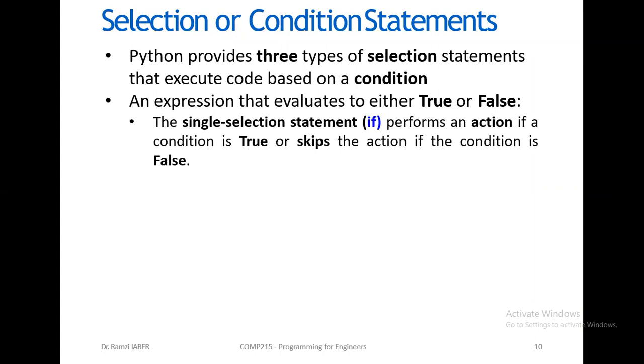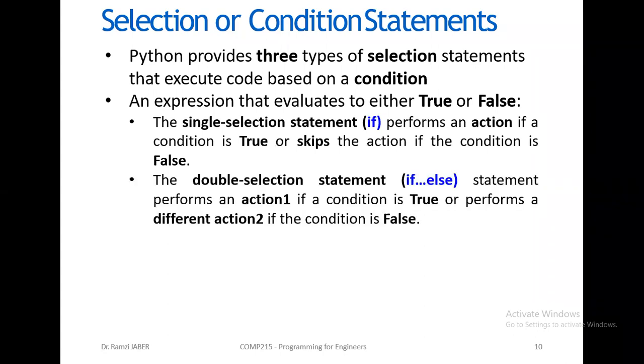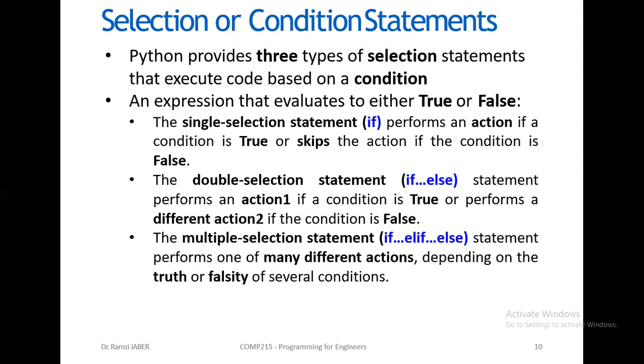So we have the single selection statement if, the double selection statement if else, and the nested or multiple selection statement, or nested if else. So Python provides these three also, similar to C and Java. But here, instead of writing else if, in Python we write elif. Similar to C, but else if we write it here in Python as elif.